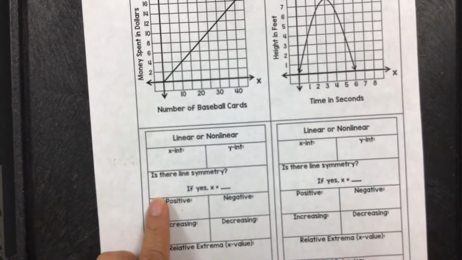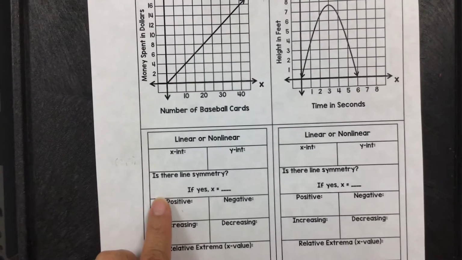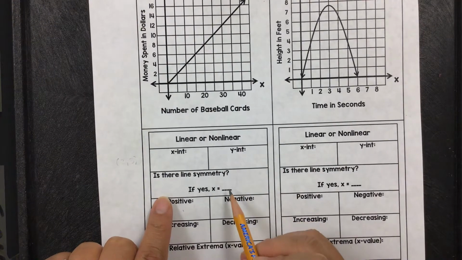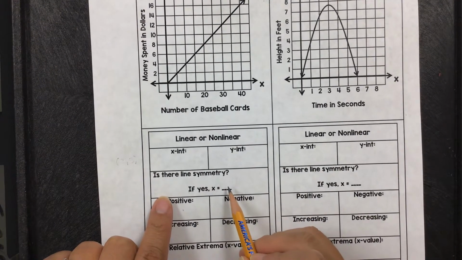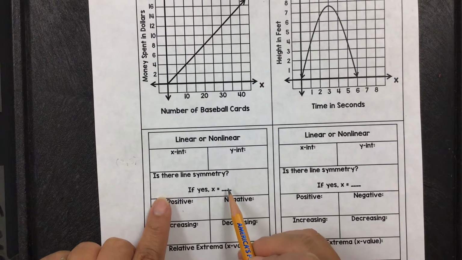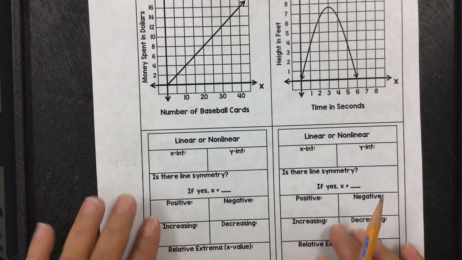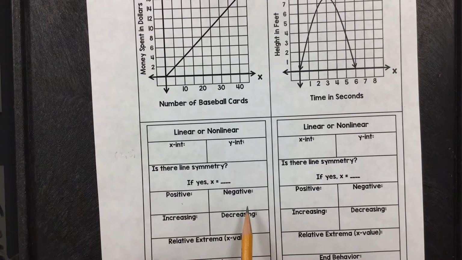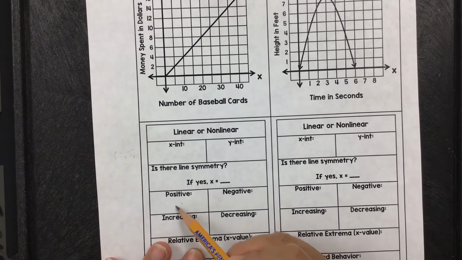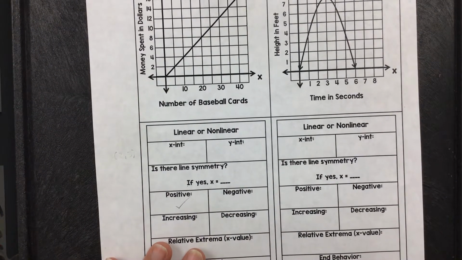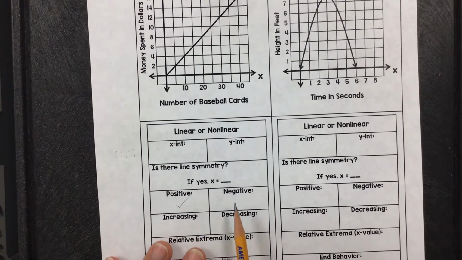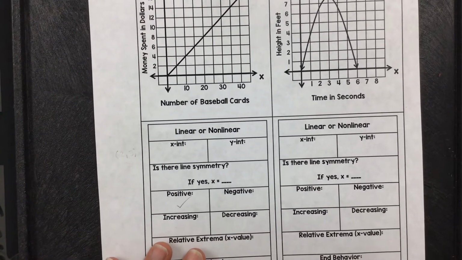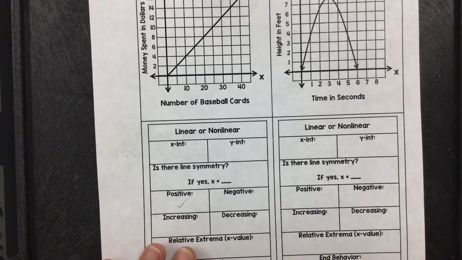For this one right here, it says, is there a line of symmetry? You're going to answer yes or no. If it is a yes, you're going to write the value of x where these two sides will look the same. On the positive and negative, the function is either positive or negative, so you're just going to make one check mark on the positive or the negative. I don't need an x. I don't need anything else on that negative part. Whatever answer you think it is, I'm just going to ask for a check mark.